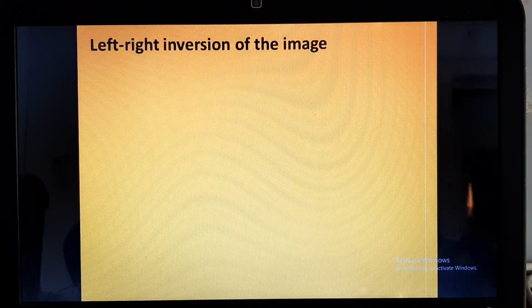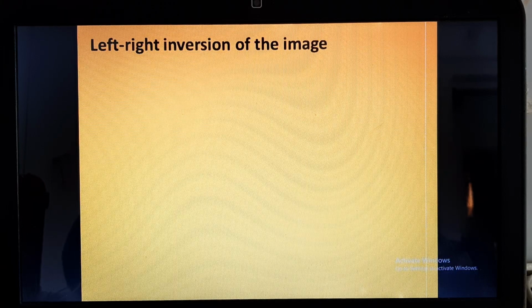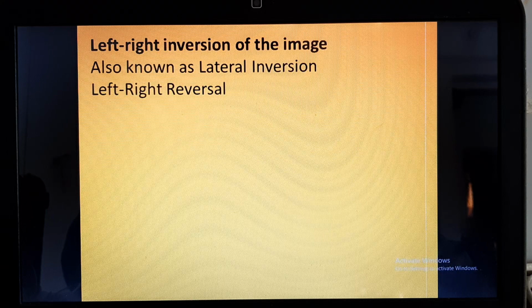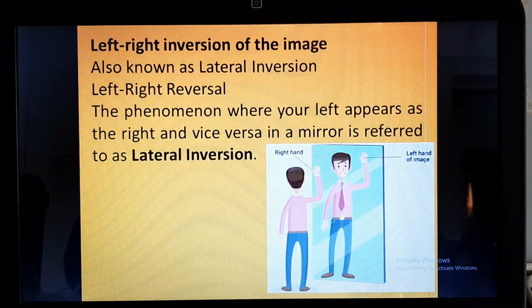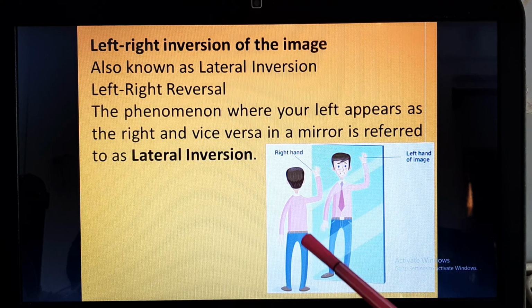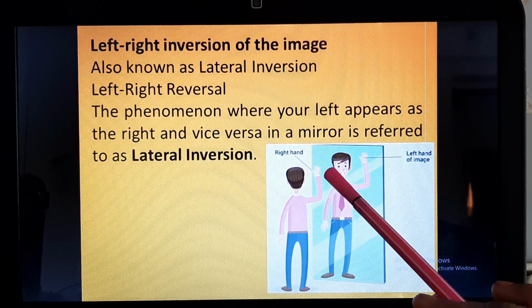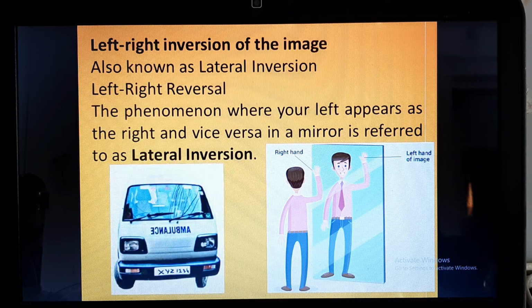Next is left right inversion of the image. This we have also discussed in one of the previous slides, that when you see yourself in the plane mirror, when you wave your left hand, the image will wave its right hand. So what is happening? Your left part becomes the right of the image. This is called left right reversal or lateral inversion. The phenomenon where your left appears as the right of the image or vice versa in a mirror is called lateral inversion. So here you can see this person, this is the object, the real person is waving the right hand, whereas the image is waving the left hand.